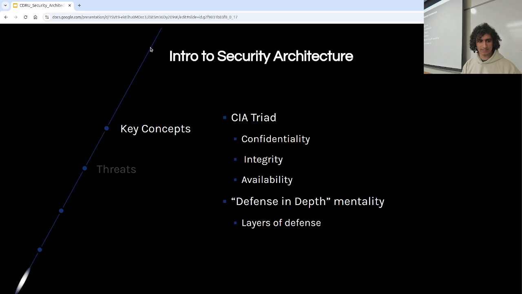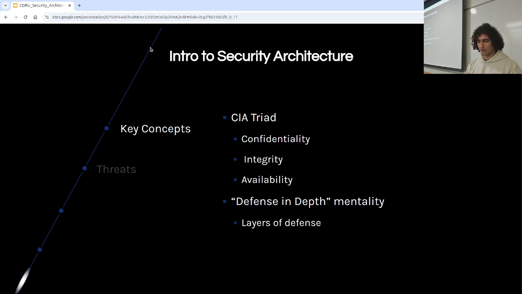The first thing is the CIA triad. I'm going to mention this a ton during today's lecture because it really does act as a pillar for how we want to structure our systems. CIA has nothing to do with the actual government agency. Instead, CIA stands for confidentiality, integrity, and availability.